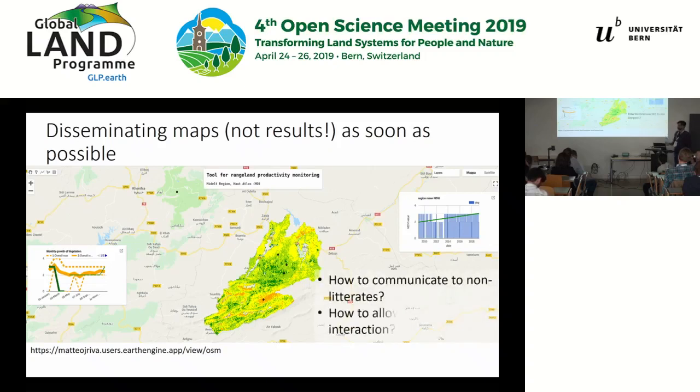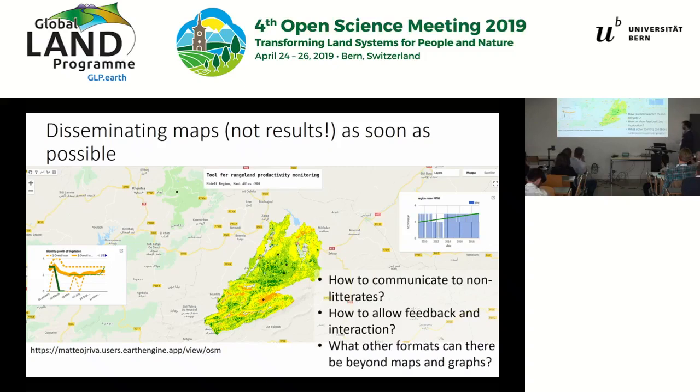But there are many points that are still open on this. So how to communicate to non-literates, can we go beyond graphs, and what other formats beyond maps, how can we disseminate this information to people that don't have access to Google every day.